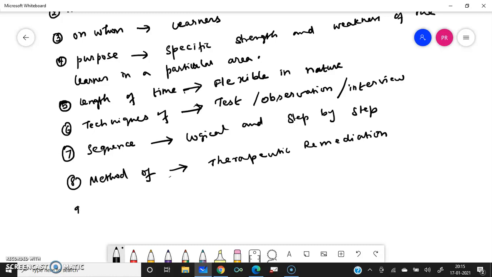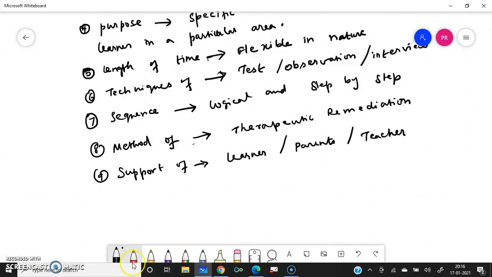Okay, the 9th one is support. Whose support do you need? Of course, the learner. Of course, parents. Other teachers. Why do you need other teachers' help? Suppose the student is making some mistake, you can go to the teacher who taught them in the lower class. Suppose the student is in 9th standard, you can talk to the teacher who taught that particular student in 8th standard. So you need teachers' help also, sometimes.